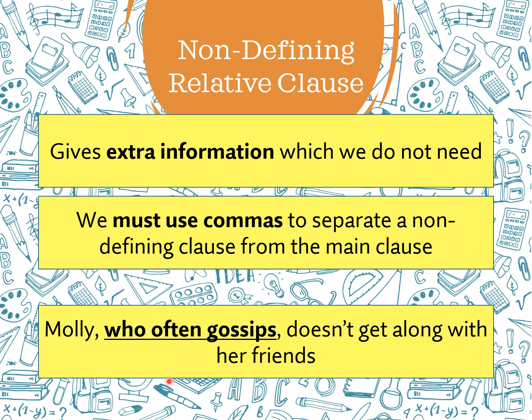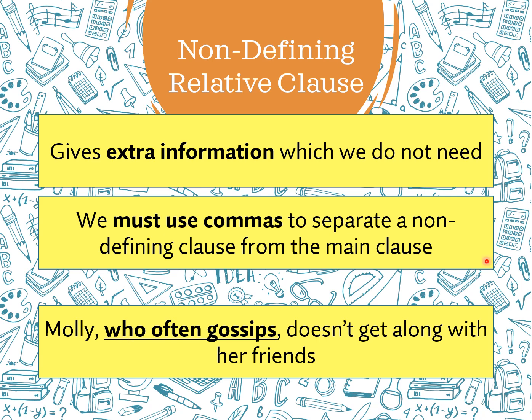Okay. Alright. For example, Molly, who often gossips, doesn't get along with her friends. Perlu tak information ni? Tak perlu. Kalau tak letak pun, Molly doesn't get along with her friends. Okay. So these are non-defining relative clause. Kita guna dalam ayat, tapi sebenarnya tak perlu pun. Tapi kalau kita guna, kena letak comma.